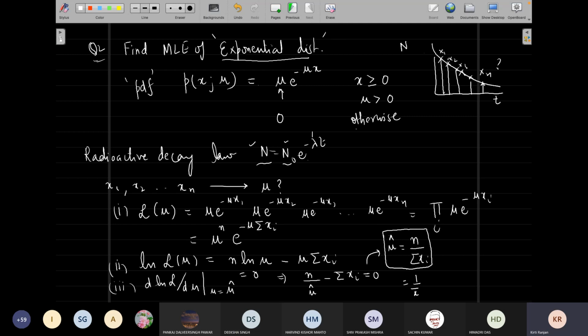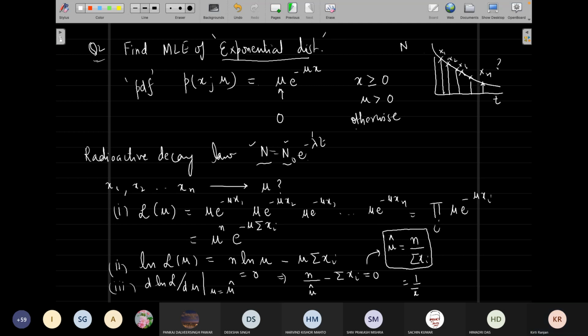Maxima. It is a maxima because mu is greater than or equal to 0, and anyway you will have mu square in the denominator, right? So minus n over mu square. Mu square is of course always going to be positive. n is a positive number of readings you are taking. So this is of course a maxima, and that means it's a maximum likelihood estimation of this.